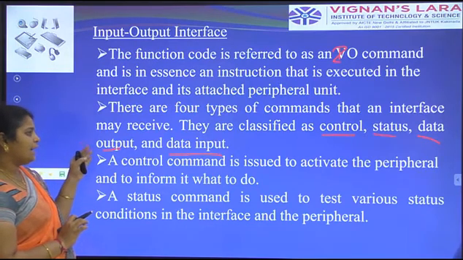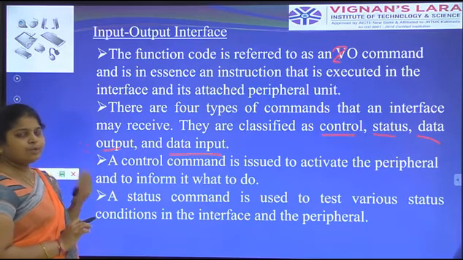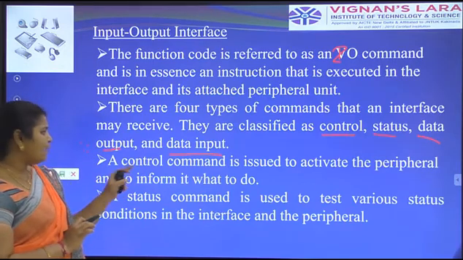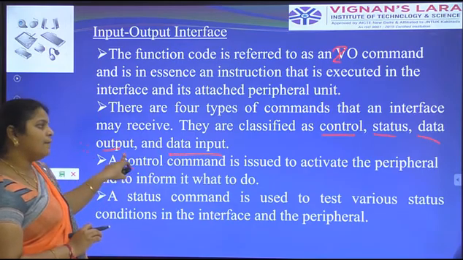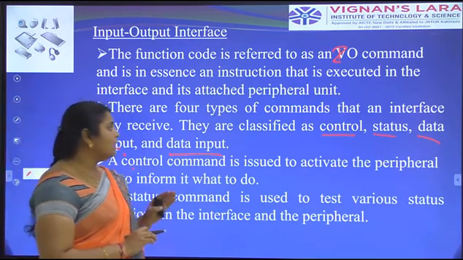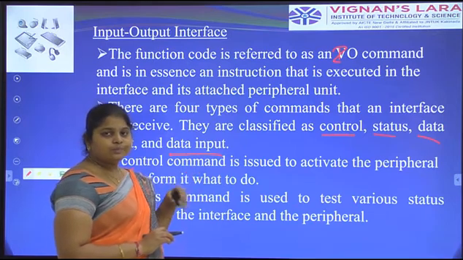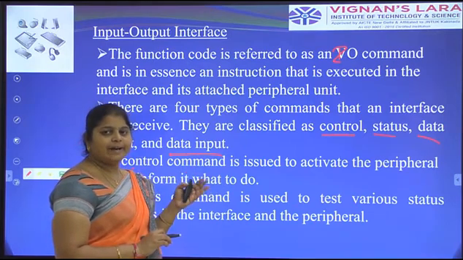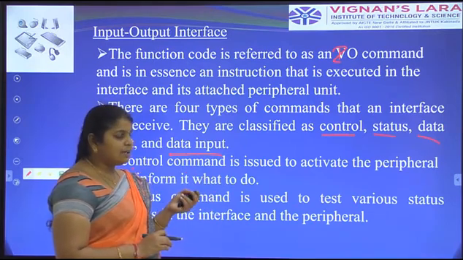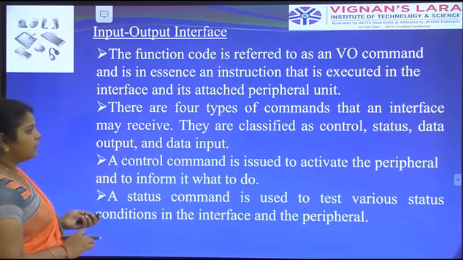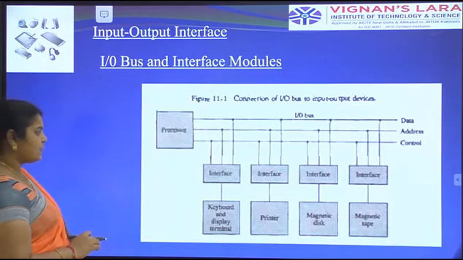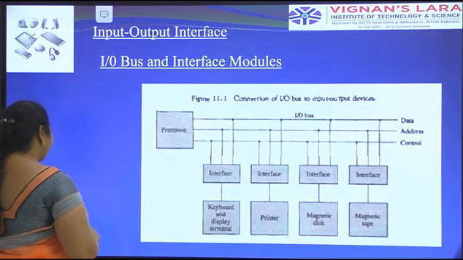Okay, data input and data output mean that whenever we want to give input, we use data input, and we receive the output with the help of data output. The control command is used to represent the read and write operation. The status bits also provide the status of the processor.